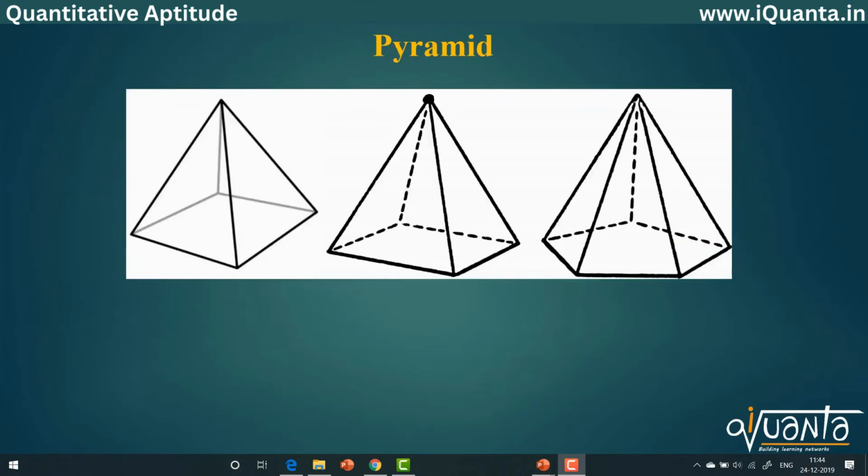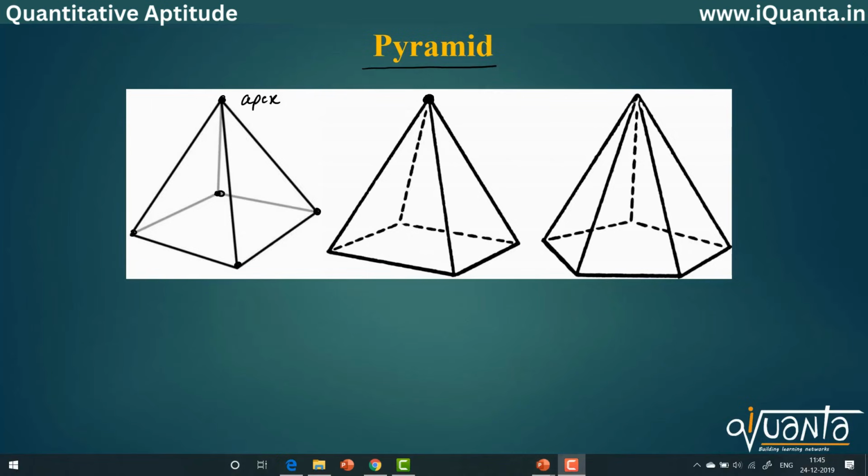Now the next important solid figure is a pyramid, and it is very important from that perspective. So basically a pyramid has a top point and it is formed by joining all the vertices of the base. If you join them at some point above the base, it becomes the apex of a pyramid, which is the highest point of a pyramid, and this is called the base.